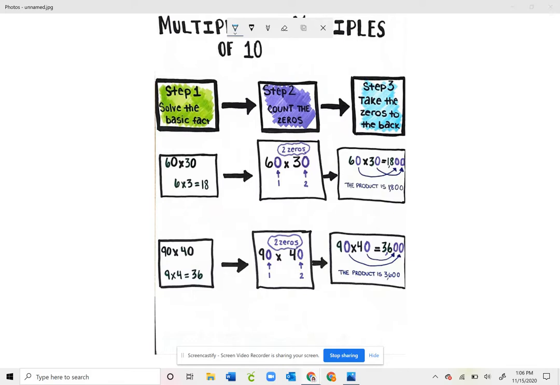Okay, guys, it's just like we did with the 600 times 3 or the 900 times 4, okay? Solving your basic fact first is your first step. Counting the zeros is your second step. And your third step is to put the zeros on the back.